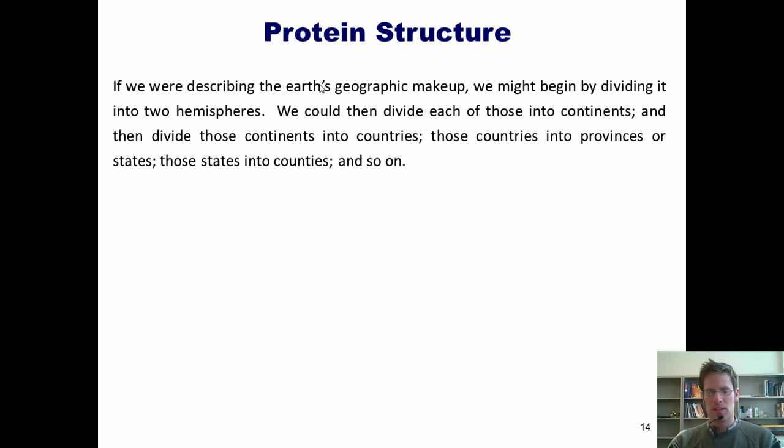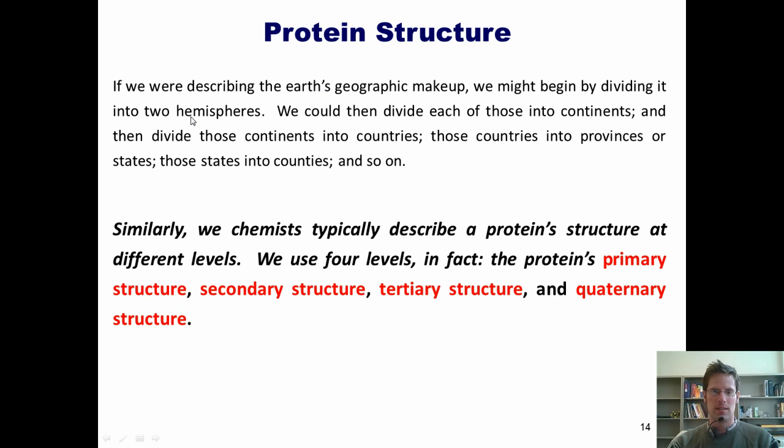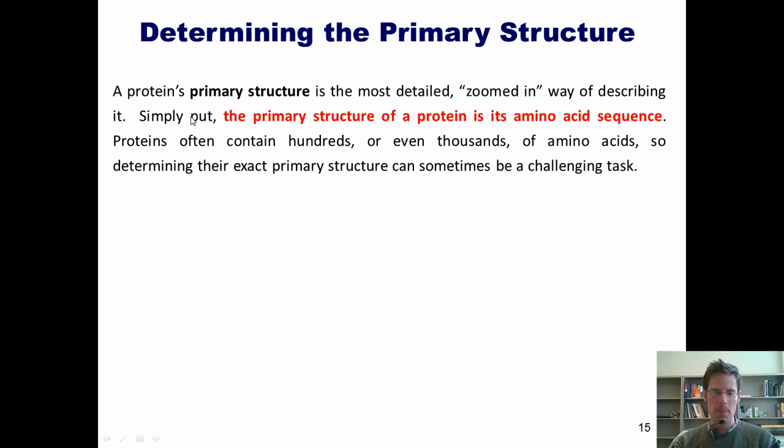You see, we chemists like to describe protein structure also at different levels. We use 4 levels, in fact: primary structure, secondary structure, tertiary structure, and quaternary structure. I'll now describe what each of these terms means. A protein's primary structure is the most detailed or zoomed in way of describing it. Simply put, the primary structure of a protein is its amino acid sequence.